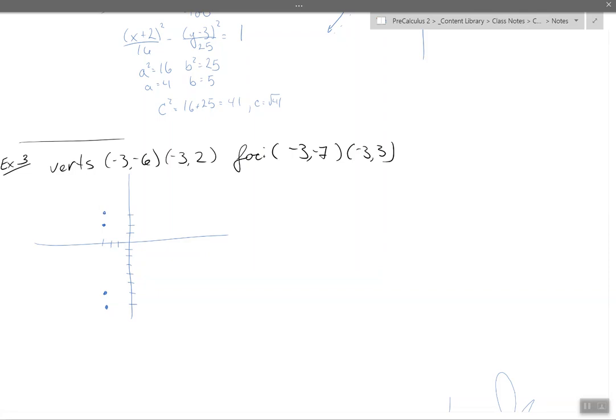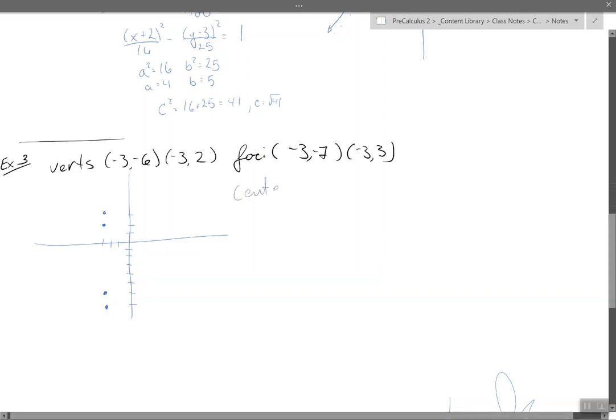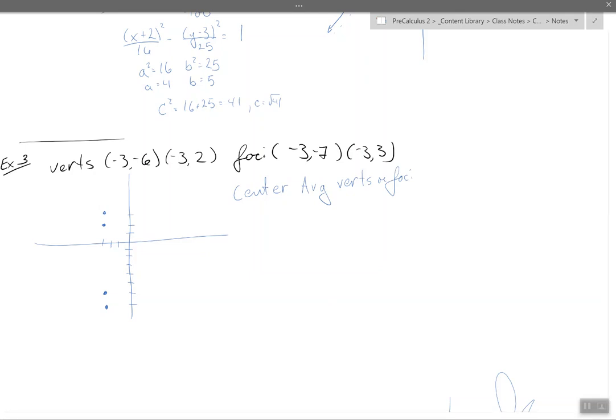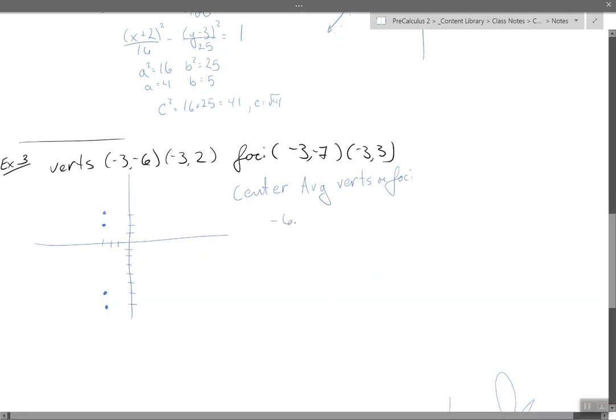Anyway, the best way to find the center is to average either of these two sets. So average either the vertices or the foci. Doesn't matter which one you do, you'll get the same result either way. So if we average the vertices, -3 is the x-coordinate. Doesn't matter if you average that, it's still going to be -3. So we're really just concerned with the y-coordinate. So -6 plus 2 over 2 is -4 over 2, which is -2.